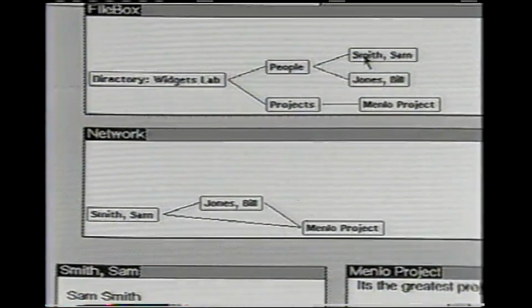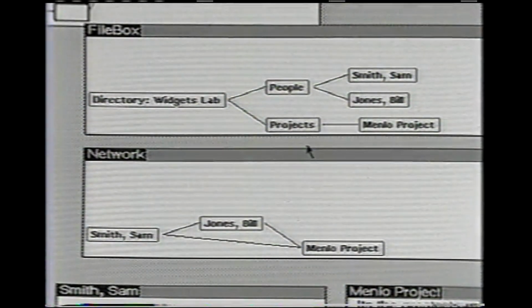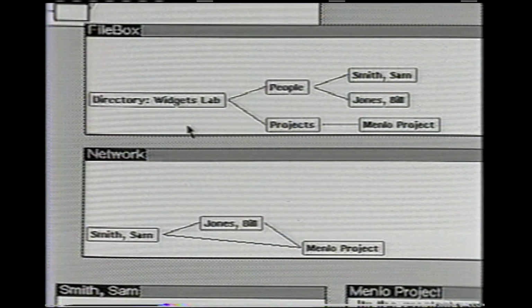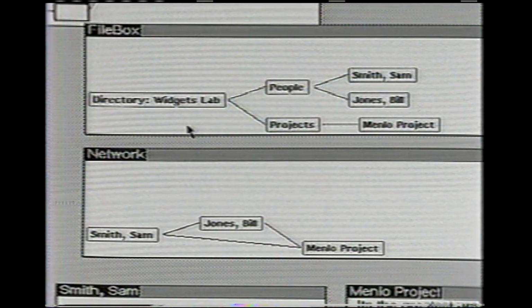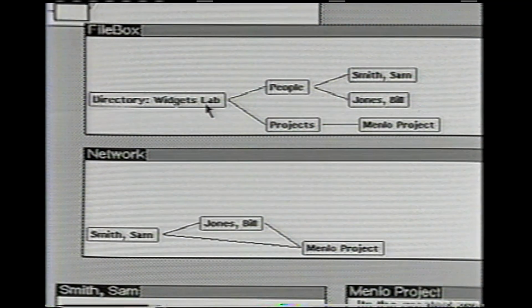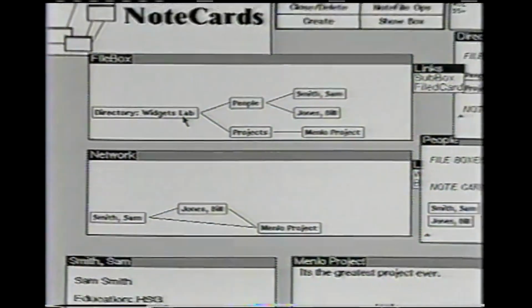Let's compare this browser with the browser we created earlier. And we see that there are two alternative organizations for the three note cards we've created. First, there is the network of relations between note cards, as instantiated by the links between the note cards. And second of all, there's the categorization structure, which has been created by this file box hierarchy shown in this second browser.